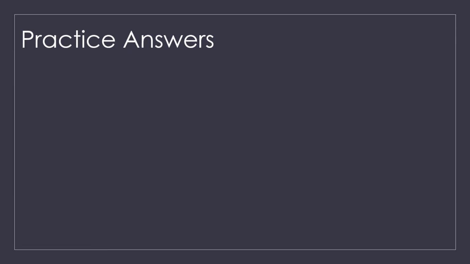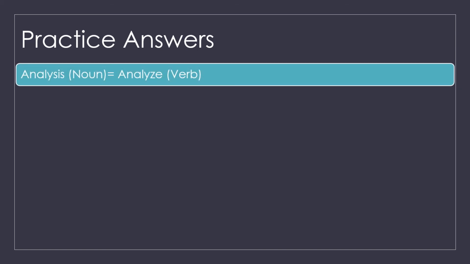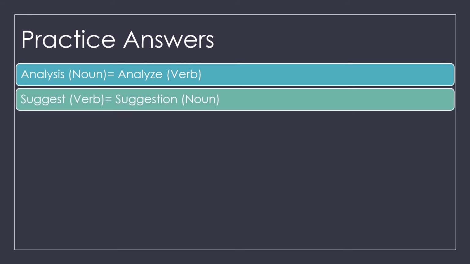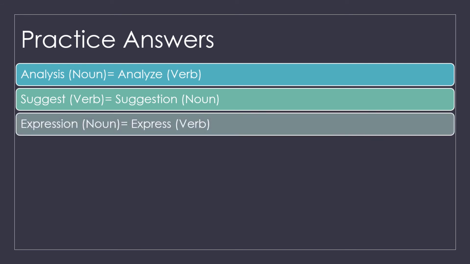Did you finish the exercise in the last slide? If not, rewind this video and go back to it. This practice is going to help you become a stronger writer. Let's go over the answers now. Analysis is a noun, and if we've converted to a verb, it would be to analyze. Suggest is a verb. As a noun, it would be suggestion. Expression is a noun. To express is the verb equivalent.